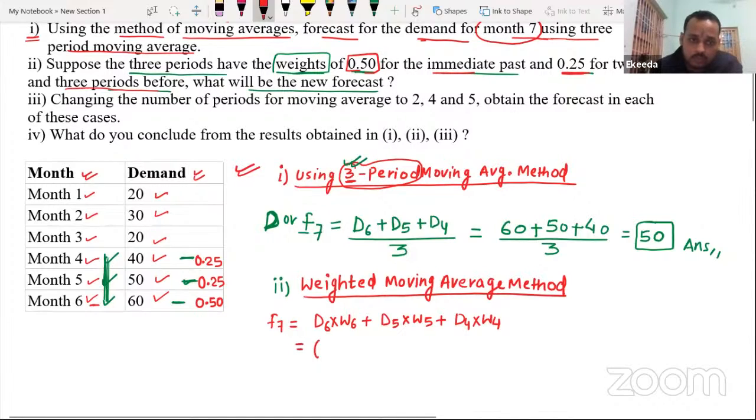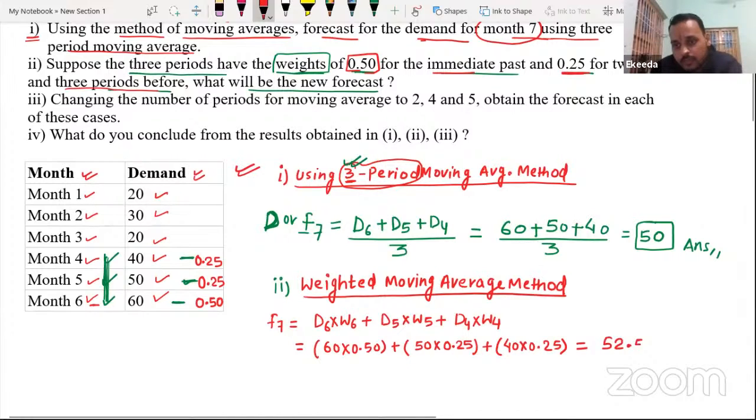So for the first, the demand is 60 and the weight is 0.50, plus the demand is 50 and the weight is 0.25, plus the demand is 40 and the weight is again 0.25. So you can take the summation of all. What you will find, the answer you will get is 52.5.